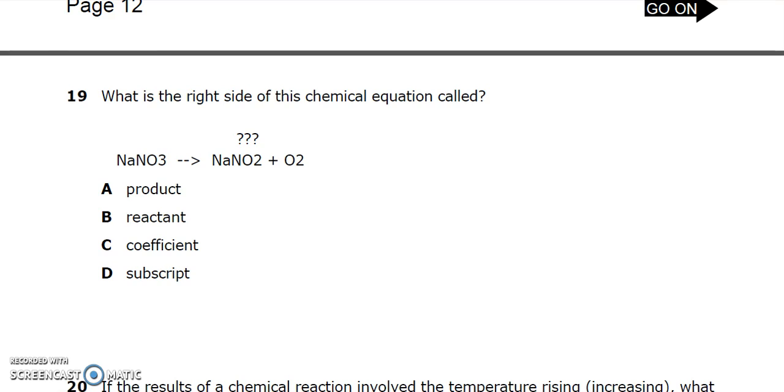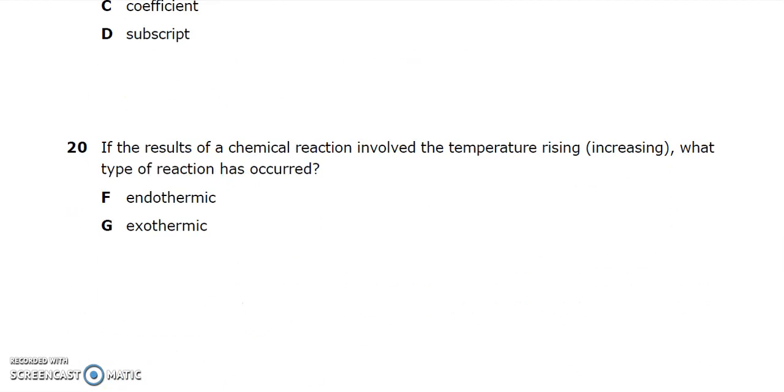Number 19. What is the right side of this chemical equation called? A, product. B, reactant. C, coefficient. Or D, subscript. Number 20. If the results of a chemical reaction involve the temperature rising or increasing, what type of reaction has occurred? F, endothermic. Or G, exothermic.